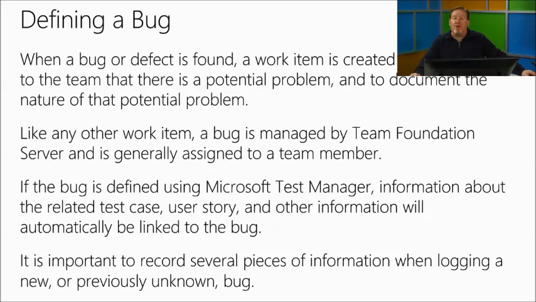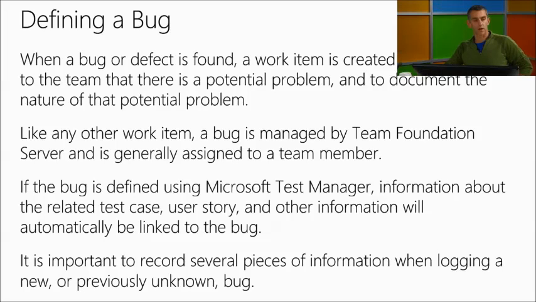The bug would be defined using Microsoft Test Manager. Information about the bug case and the user story will be linked to that bug, which I think is quite nice in regards to the association that you see inside of Microsoft Test Manager. And it's also very important to understand that whenever you record a bug, there's several pieces of information that's usually needed, whether you're logging a new bug or a previously known bug.